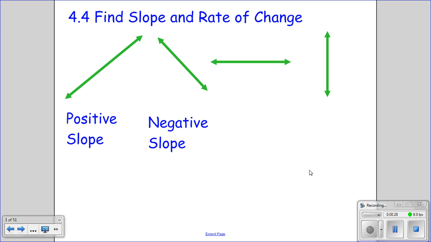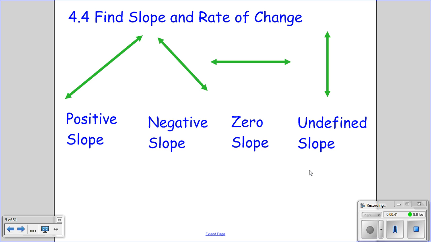The third line is a horizontal line, and all horizontal lines have zero slope. The last line is a vertical line, and all vertical lines have undefined slope. Please do not tell me that this has no slope. The correct answer here is to say the slope is undefined.